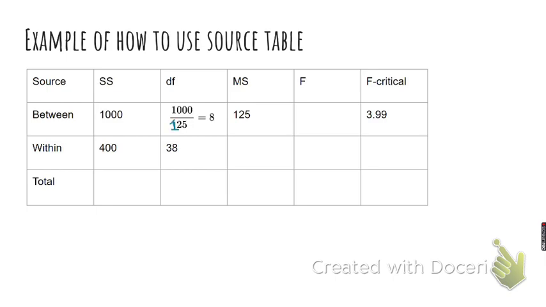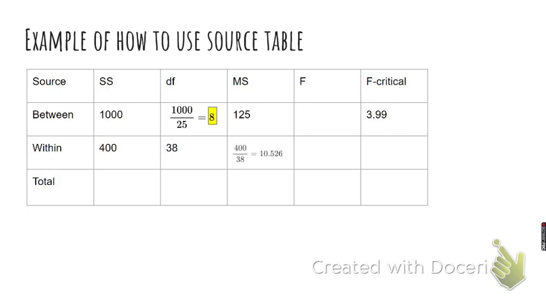So we know that SSB divided by DFB is going to give me MSB. So 1,000 divided by something gives me 125. That something is 8. Okay, so DFB is 8. And when I click away, it's going to lose that 1. But again, remember that that's actually 125, not 25. I need to fix that.